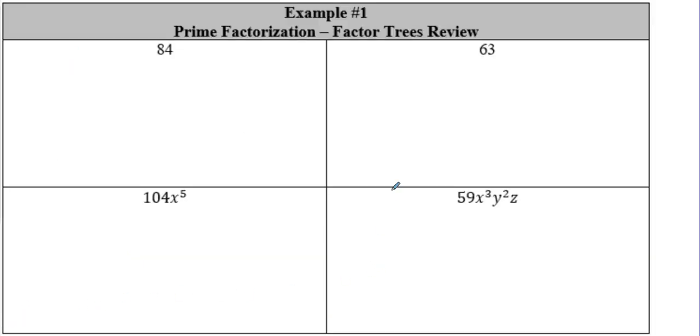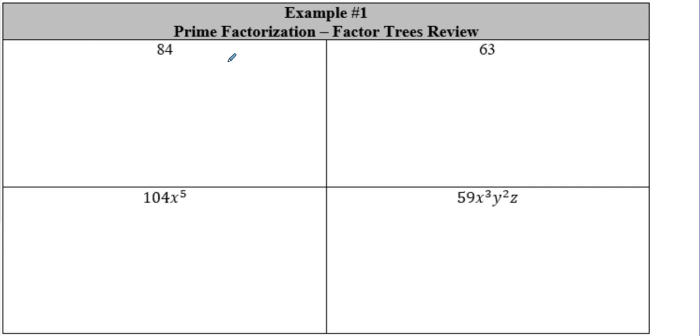Example number 1, we have some prime factorization. We have some factor trees. You might have seen this in my review section at the beginning of the year. If you came to me late, you might have missed it. Maybe you forgot it. Maybe you know how to do it. I'm going to walk you through it.